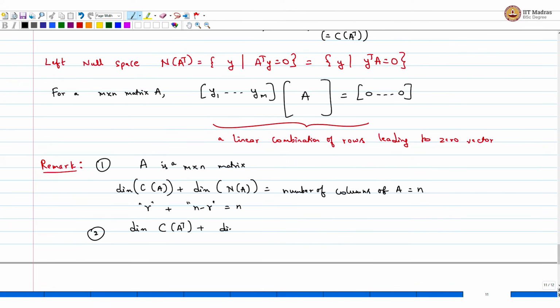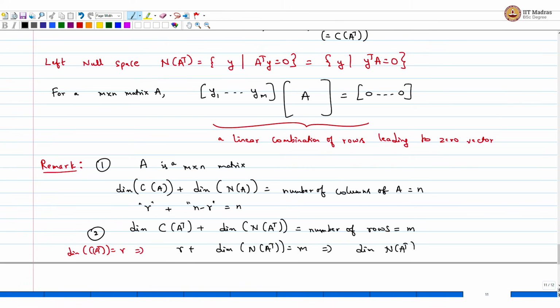Now if you apply the same to A transpose, what you would get is the dimension of the column space of A transpose plus the dimension of the null space of A transpose equals the number of rows, and that is m. But we know the dimension of the column space of A transpose equals the rank, which implies R plus the dimension of the null space of A transpose equals m, which implies the dimension of the null space of A transpose is m minus R.